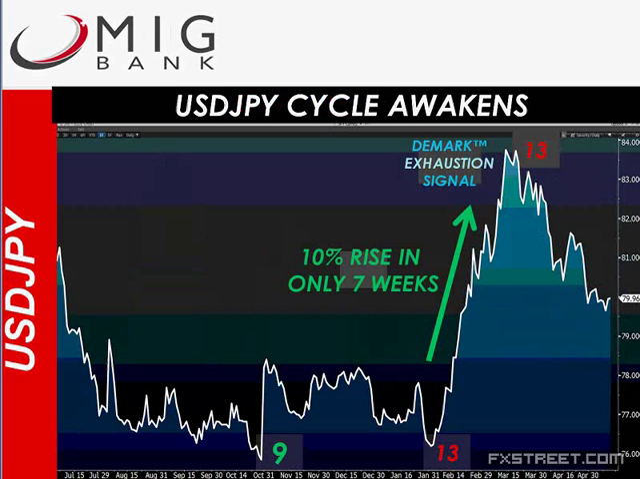Very last one is on dollar yen, and we can see here the dollar yen cycle awaken. Remember I told you the 10% rise in only 7 weeks. We had the DeMark exhaustion signal appear at the start and at the end of that move.